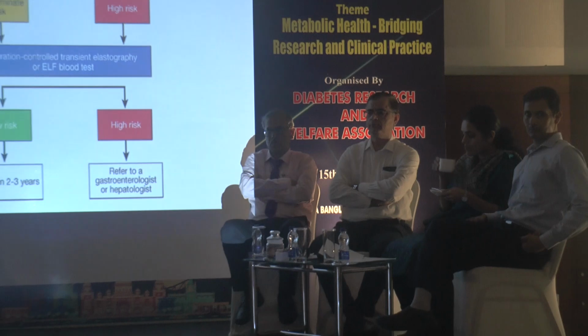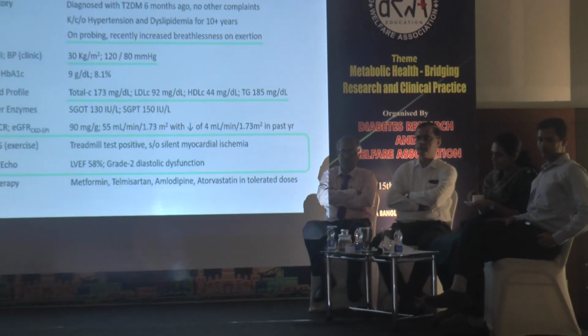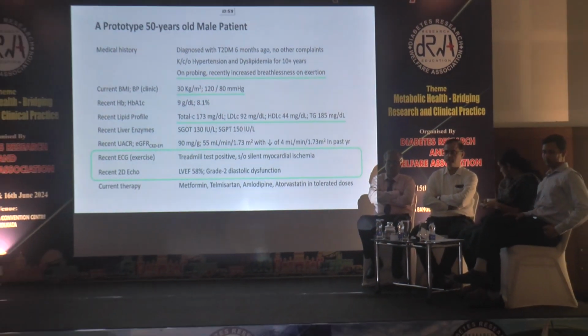You have to take the help of the gastroenterologist. So I can risk-stratify all my diabetic patients, calculate the FIB-4 score, see where they stand, and then take a call. Fair enough. And this, of course, gives you how frequently we need to repeat it as per the ADA standards of care guidelines.